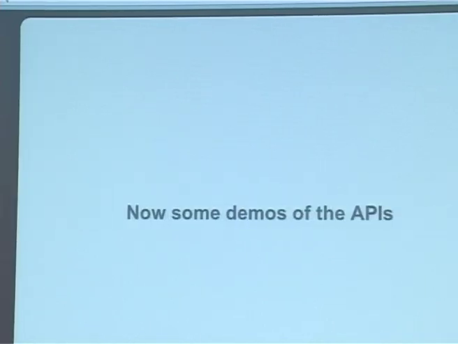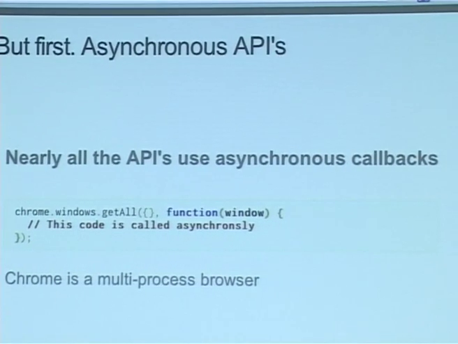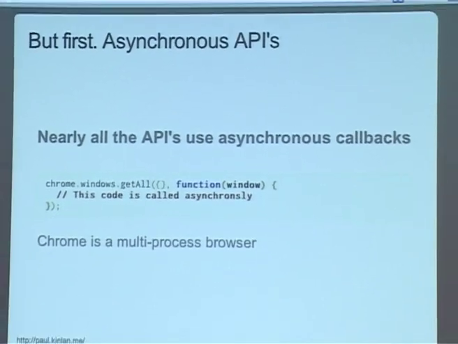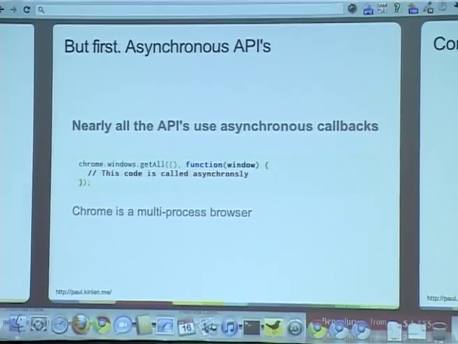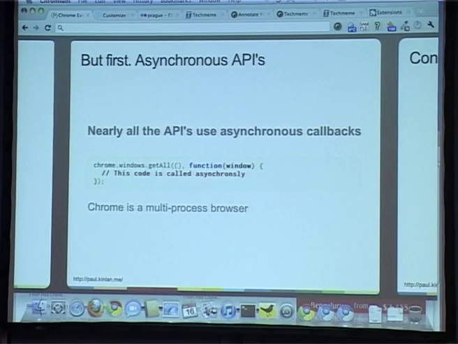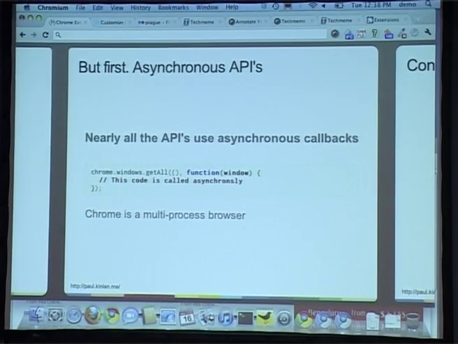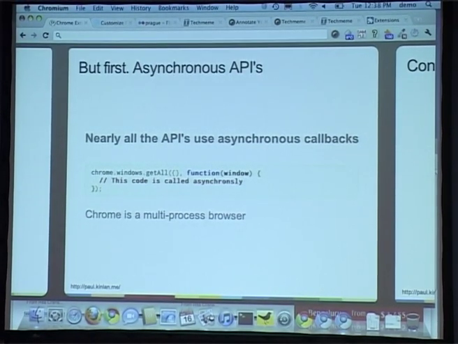So I've talked about the surface areas and the types of extensions that you can build. It's probably better if I show you some code and show you how easy it is. We've got some code in the next slides, which are just little bits of JavaScript to show you how to interact with all these APIs. But probably the most important thing, and you'll see this in every single API that I'm going to show today, is that we use asynchronous callbacks to get data from Chrome.